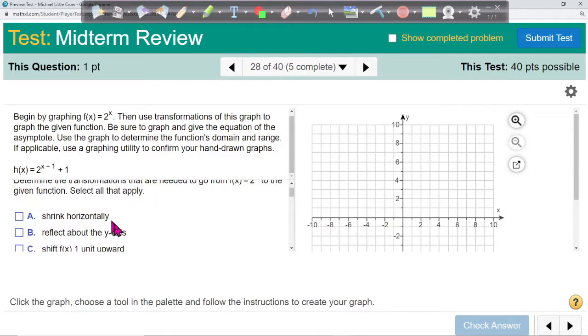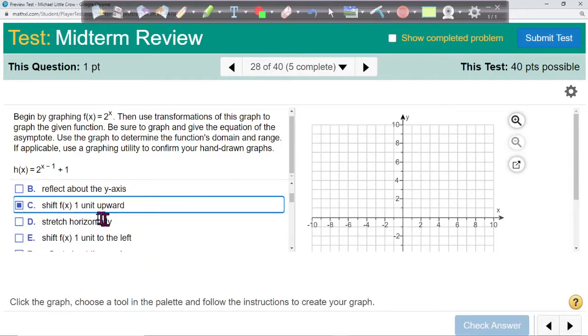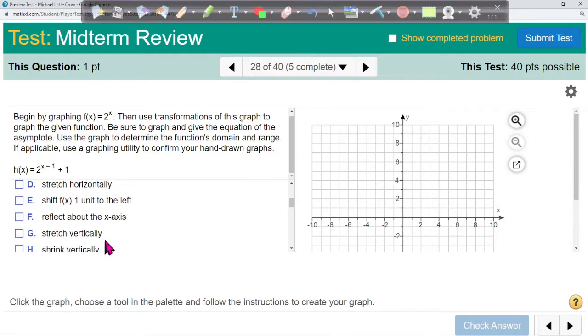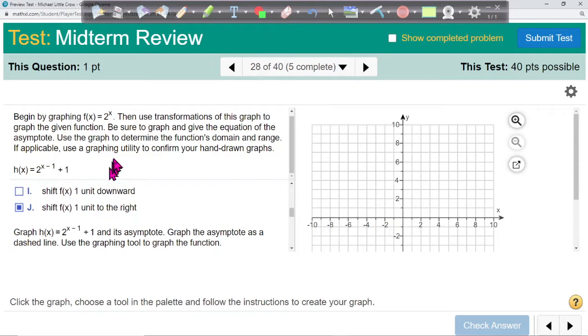Shrink horizontally. Nope. Reflect about the y-axis. Nope. No negative on the outside. Shift 1 unit upward. I missed that one. So that does happen. And that's all that's going to happen. No stretches because we're not multiplying or dividing. And we're not going to the left. We're going to the right. We don't reflect. We don't stretch. We don't shrink. We go 1 unit up, not down. So that's it. So graph this and its asymptote. Give the asymptote as a dashed line.